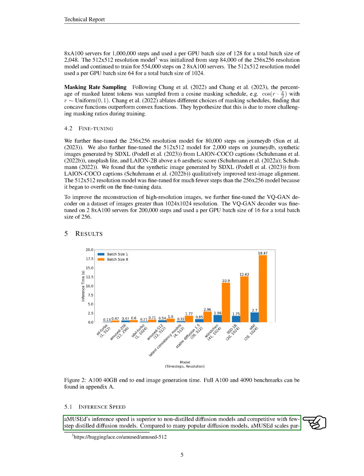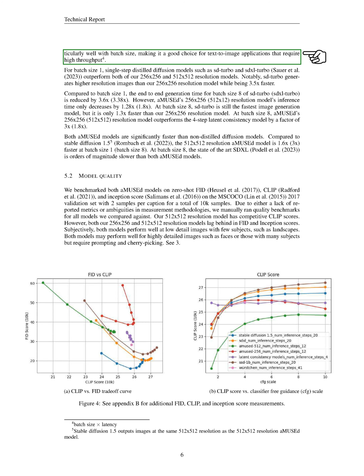It outperforms non-distilled diffusion models and is competitive with few-step distilled diffusion models. Compared to many popular diffusion models, aMUSEd scales well with batch size, making it suitable for text-to-image applications that require high throughput.